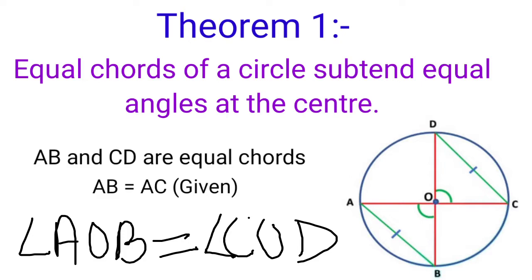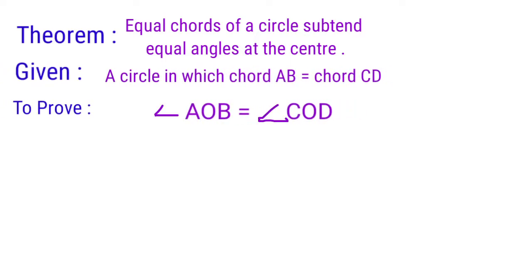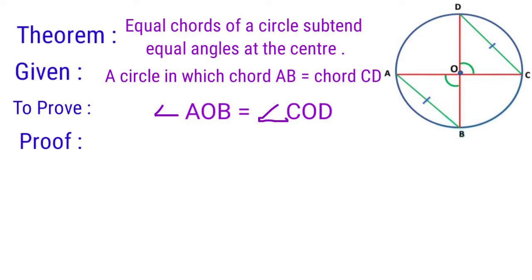So let's understand this theorem. Children, how do you have to prove any theorem? First, you have to write down all things sequence-wise: the statement of the theorem, then what is given, to prove means what you have to prove, and then the process, that is the proof. So we start this theorem. It's given a circle in which chord AB is equal to chord CD. To prove: angle AOB is equal to angle COD.